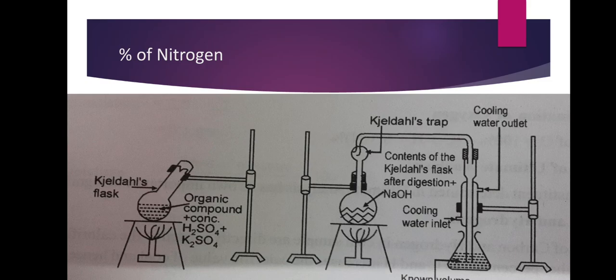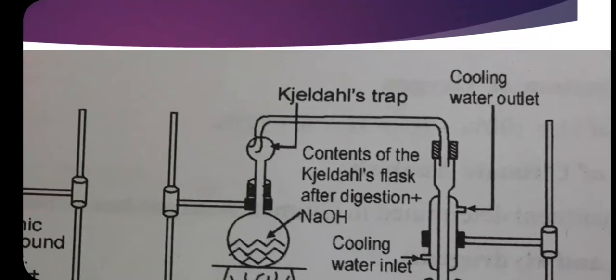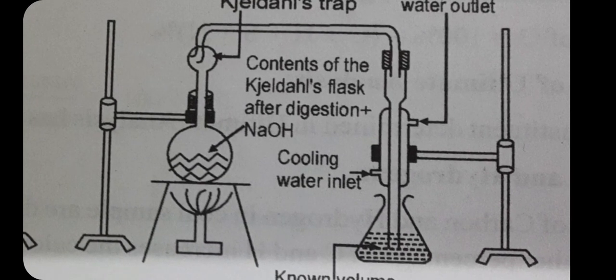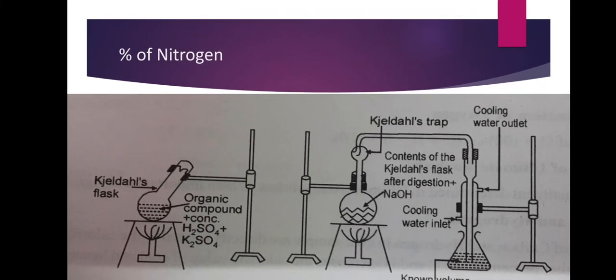Once the evolution of ammonia stops, then the sulfuric acid which is there is taken up, and this is titrated. This was filled with N by 10 sulfuric acid, so it is taken and titrated with N by 10 NaOH. On titration with NaOH, the value which comes will tell us the volume that has been neutralized by the ammonia gas. So in this way the percentage of nitrogen is determined.